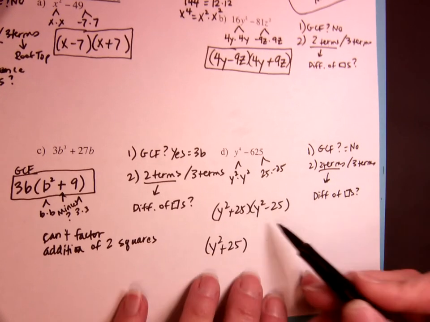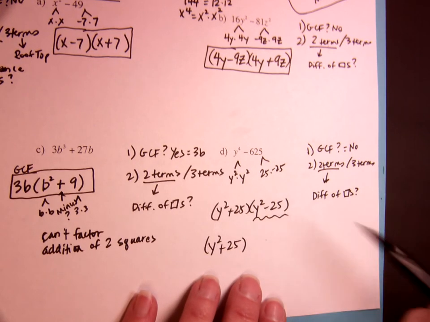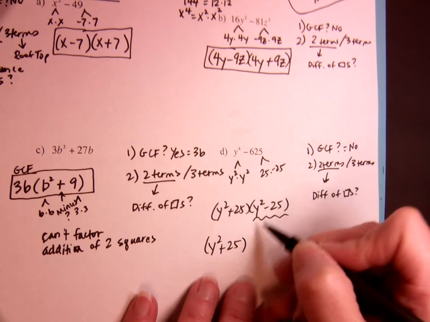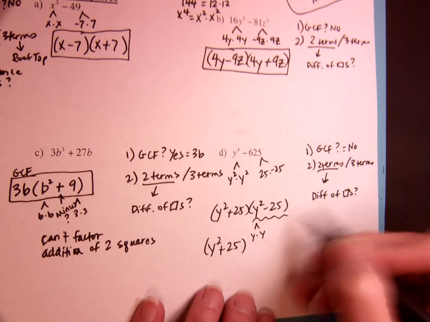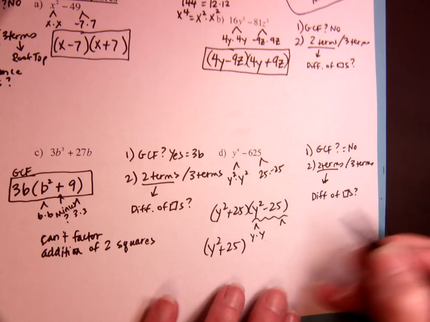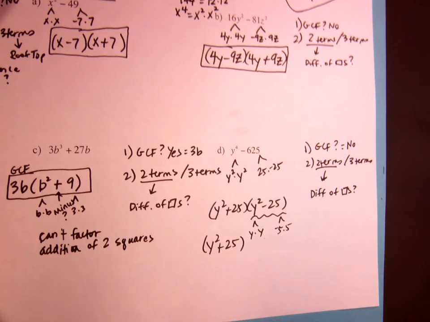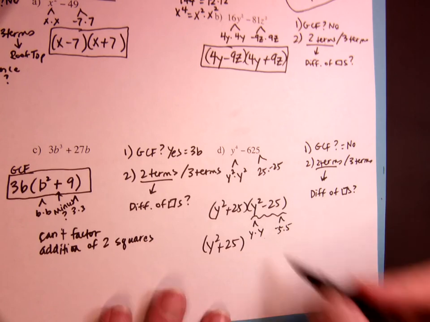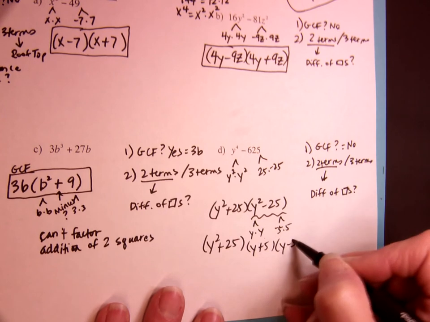But look at this one. Is this the difference of 2 squares? Yes. So y squared would break down to y times y, and negative 25 would break down to negative 5 and positive 5. 25 is perfect because of 5 times 5. One needs to be negative, one needs to be positive. So then this would be y plus 5 and y minus 5, and we're done.